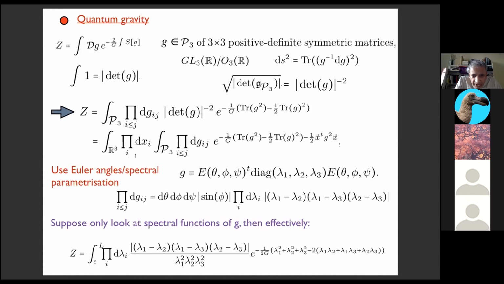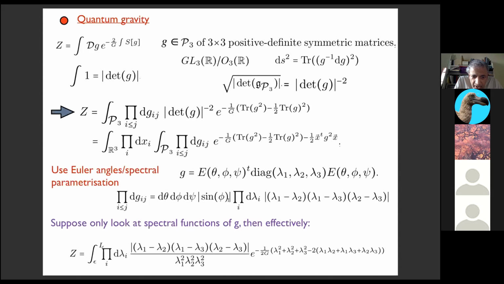Now, to calculate it, we use Euler angles, and so we write everything in terms of these angles and the normalizations, the eigenvalues of G. So you can break down the information in Gij into spherical angle coordinates plus the weights to assign, which are the eigenvalues of the Gij, lambda 1, lambda 2, lambda 3. And so that's a classical calculation. That works out to be that.